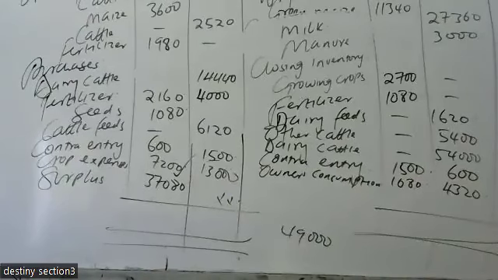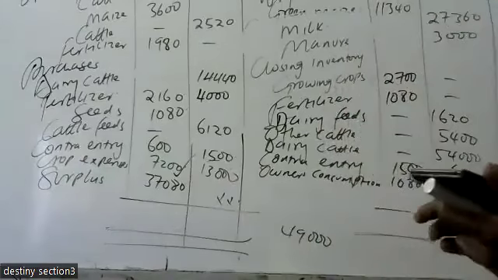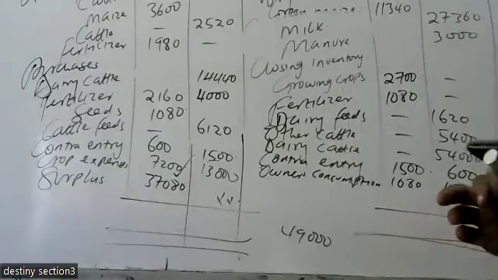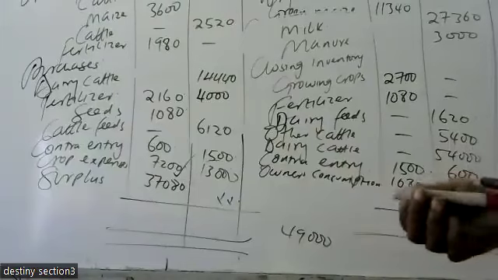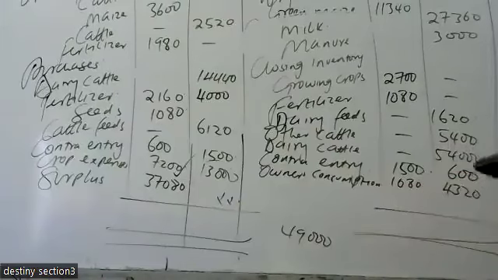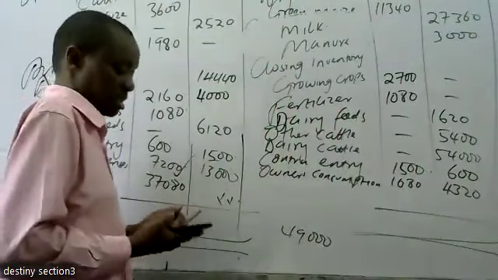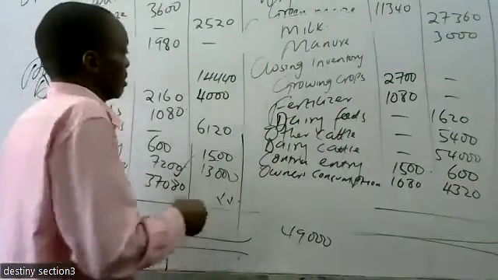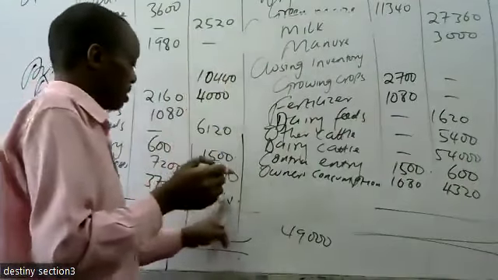The purchases, yes, on the purchases of the dairy cattle, yes, it's not 14 for 40, it's 10 for 40. It is 10 for 40. Yes. Then that is where the mistake is coming from. 10 for 40. So it should be here.